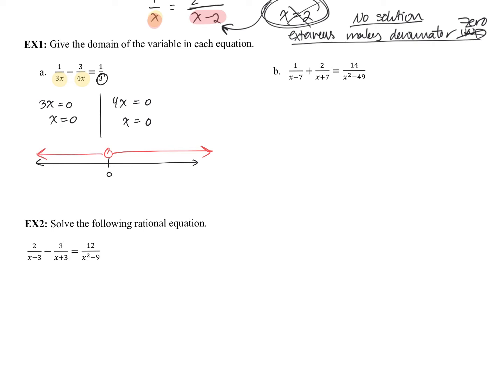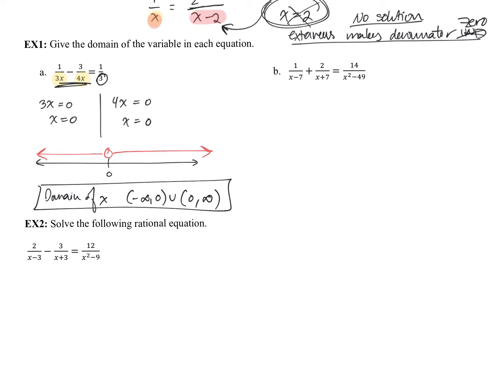So the domain of x would just be negative infinity to 0, but we have to take out 0 because it causes the problem right here, and 0 to infinity. Let's take a look at the next one.